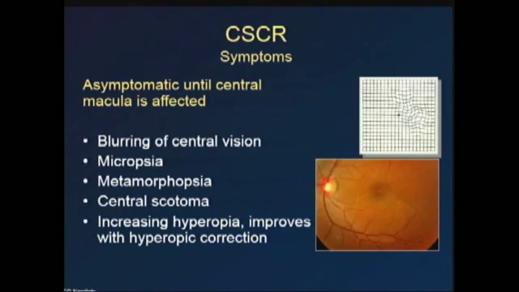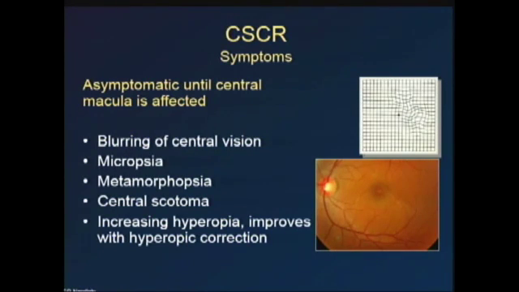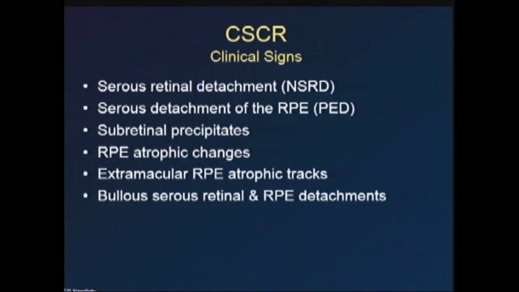CSR is usually asymptomatic unless the central detachment occurs near the fovea. And at that time, people can complain of any disturbance in central vision. It could be micropsia, which is like seeing things a little smaller than usual, or blurring of the central vision, metamorphopsia, that is the undulation, seeing things that are not completely straight, central scotomas, and in some cases people just realize that they need more reading glasses, and it can be corrected with increasing hyperopic correction.